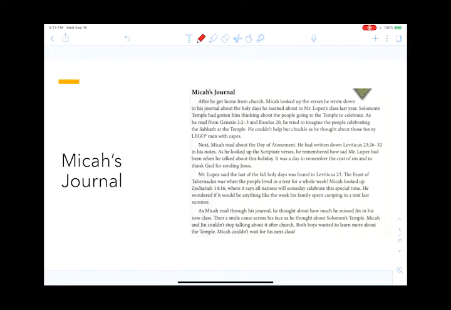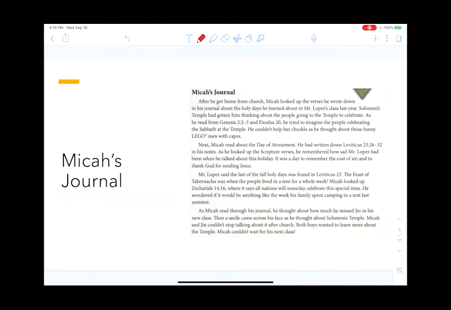Next, Micah read about the Day of Atonement. He had written down Leviticus 23:26-32 in his notes. As he looked up the scripture verses, he remembered how sad Mr. Lopez had been when he talked about this holiday. It was a day to remember the cost of sin and to thank God for sending Jesus.